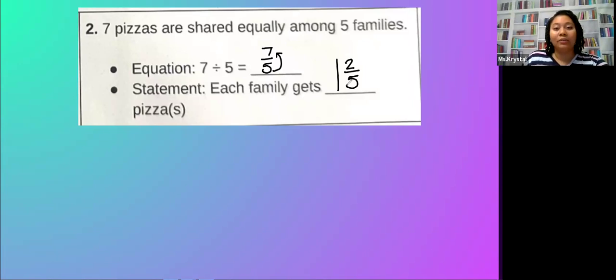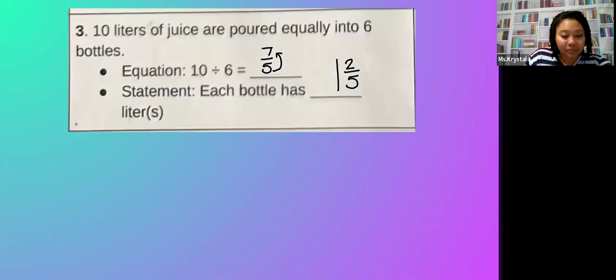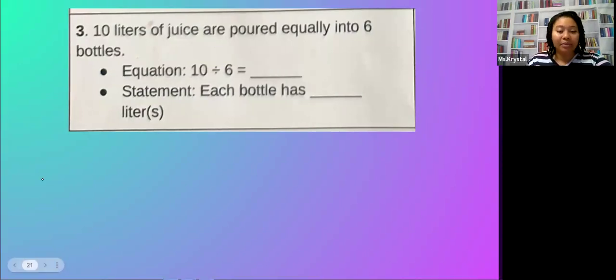Okay, so now let's move on to the next one. Number 3, we have, let me delete this, sorry. Okay, number 3, we have 10 liters of juice poured equally into 6 bottles. The equation is 10 divided by 6, which we would pretty much say the same thing, 10 over 6.